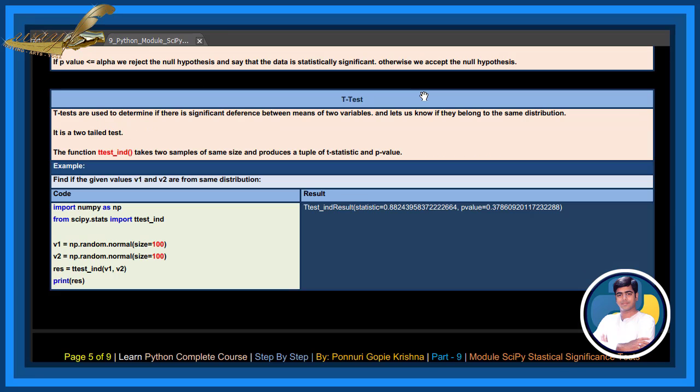T-test. T-tests are used to determine if there is a significant difference between the means of two variables, and let us know if they belong to the same distribution. It is a two-tailed test. The function ttest_ind takes two samples of the same size and produces a tuple of a t-statistic and p-value. See the example. Find if the given values v1 and v2 are from the same distribution.